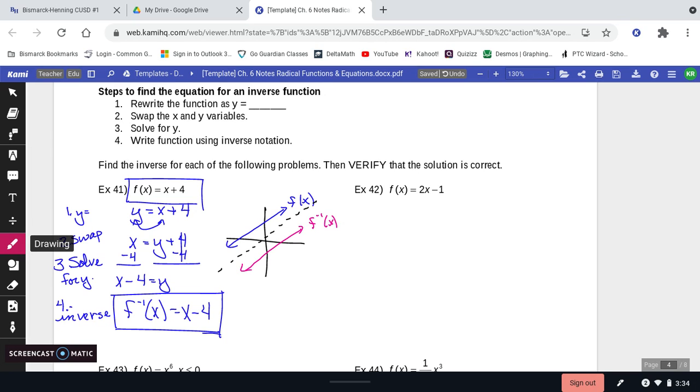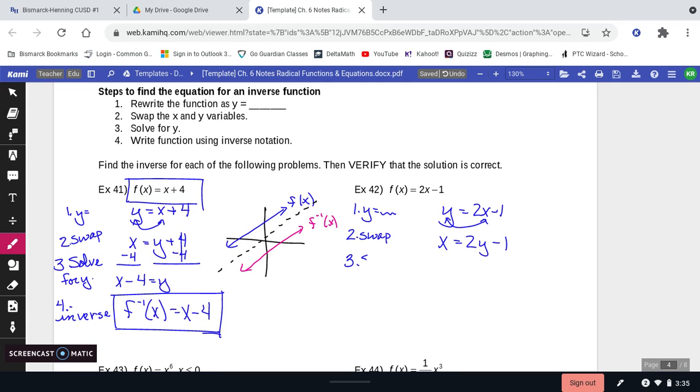Okay, so 42, let's do the same thing. We're going to find the inverse. So first, rewrite it as a y equals statement. Okay, number 2, swap the x and the y. Now, just the x and the y. Don't move that whole term of 2x. You are just moving the 2x. So this becomes x equals 2y minus 1.